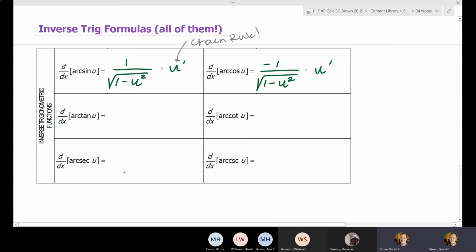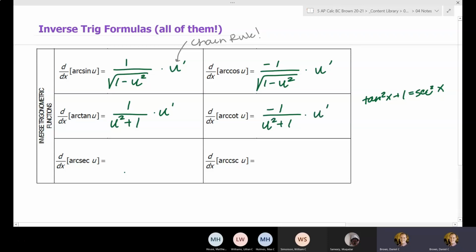Arc tangent and arc cotangent, so it does come from a Pythagorean identity. If you remember this one from last year, since the 1 is on the same side of tangent, when we rewrite the formula, if you were to go through the proof, there is no square root sign. I think it's easier just to remember 1 over inside squared plus 1, don't forget the chain rule, and then same thing for arc cotangent, but it's negative, times my chain rule.